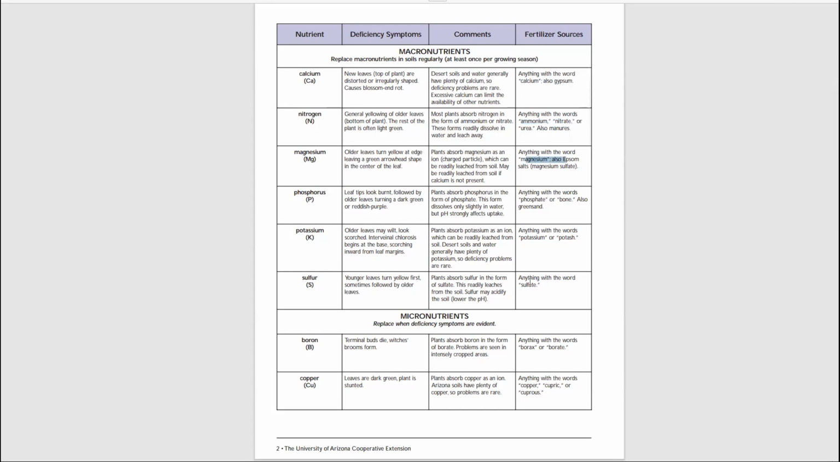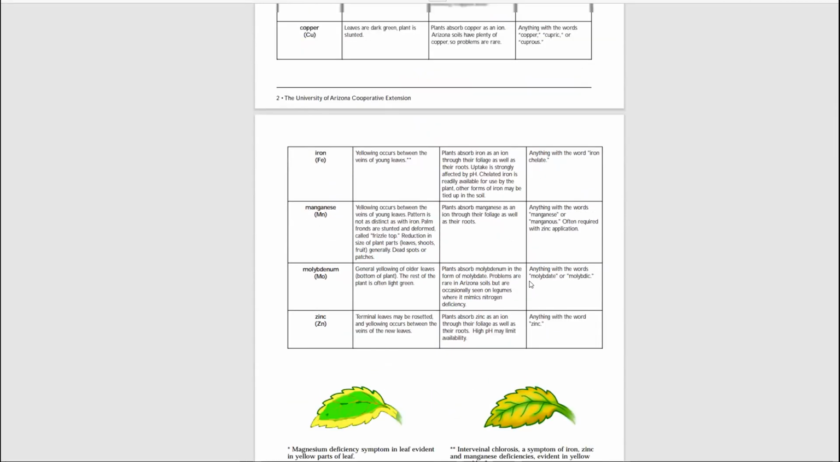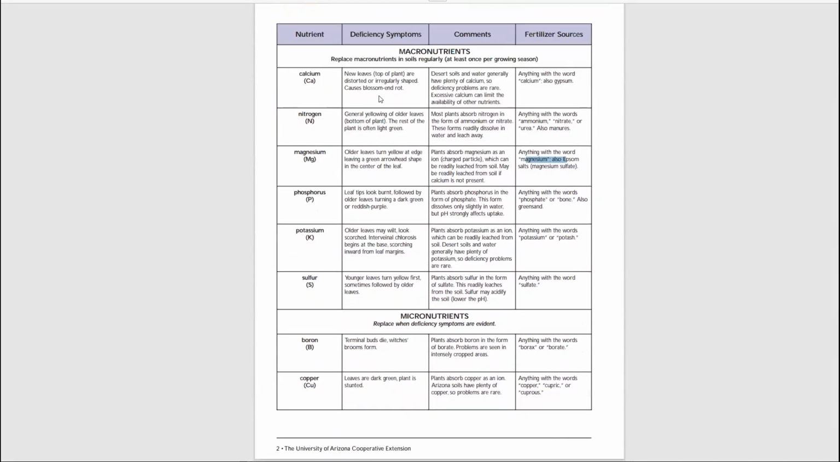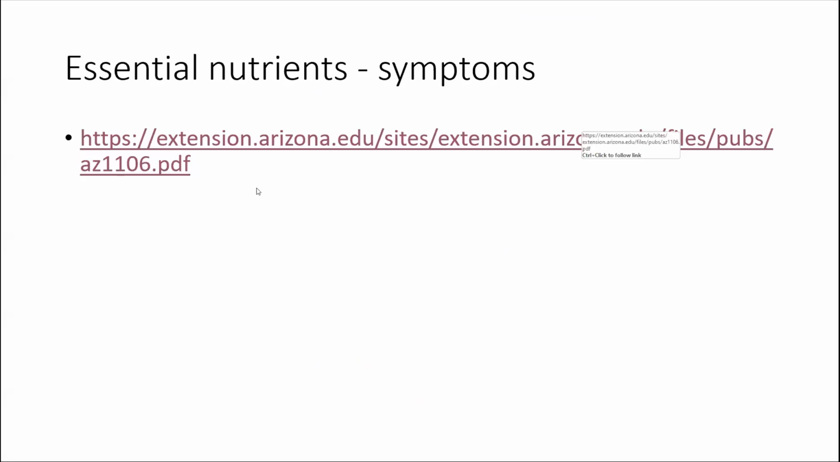Okay, so I find this table to be really, really helpful because it goes through, this is what you may be seeing, some additional comments regarding what you may be seeing, and then if you're looking for a fertilizer to correct the issue, these are the words you're looking for, okay? So that's just there for you. I'm not testing you on it or anything.